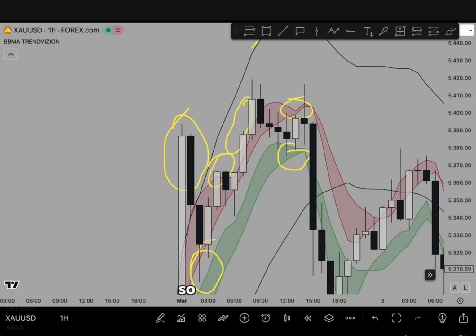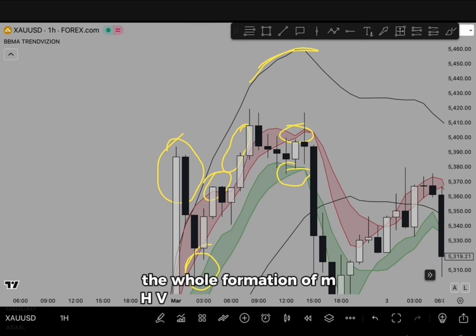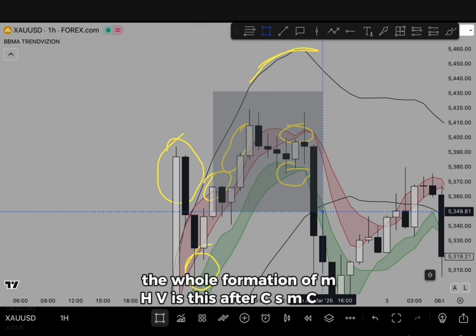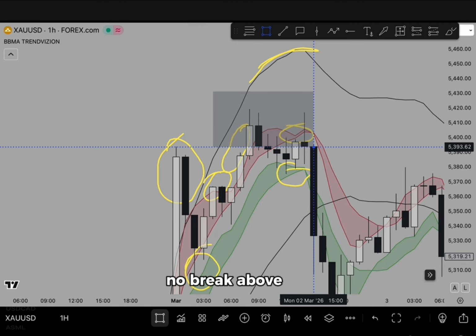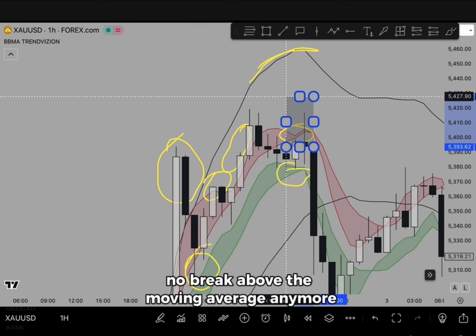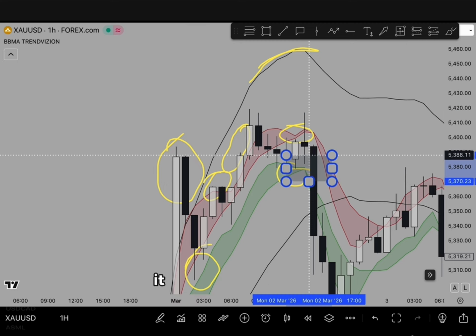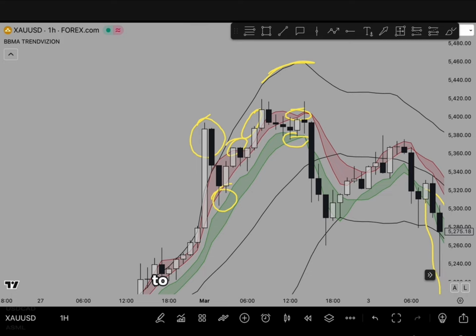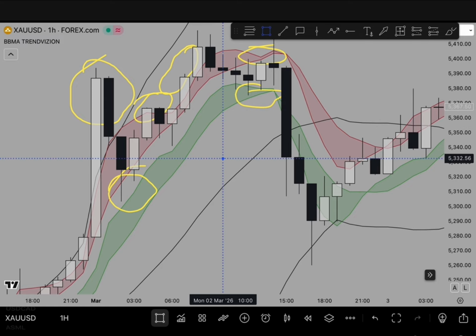So in my opinion, the whole formation of MHV is this: after CSM, CSA, no break above the moving average anymore, and when it then continues downwards, it usually gives the move at least to the other side of the middle Bollinger Band, right here.